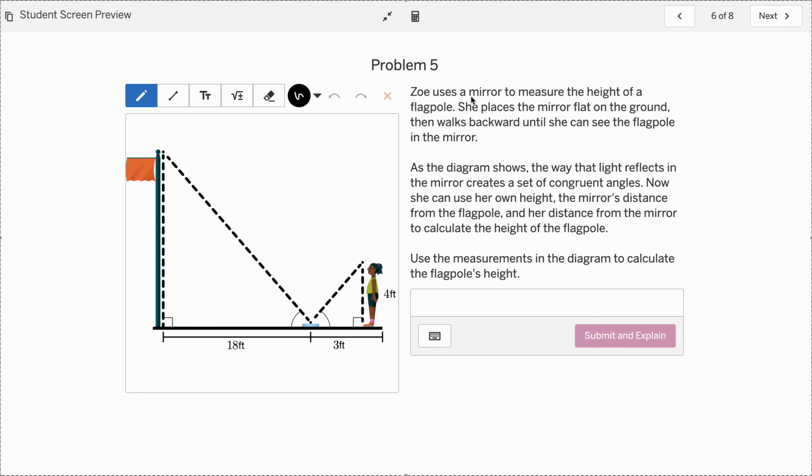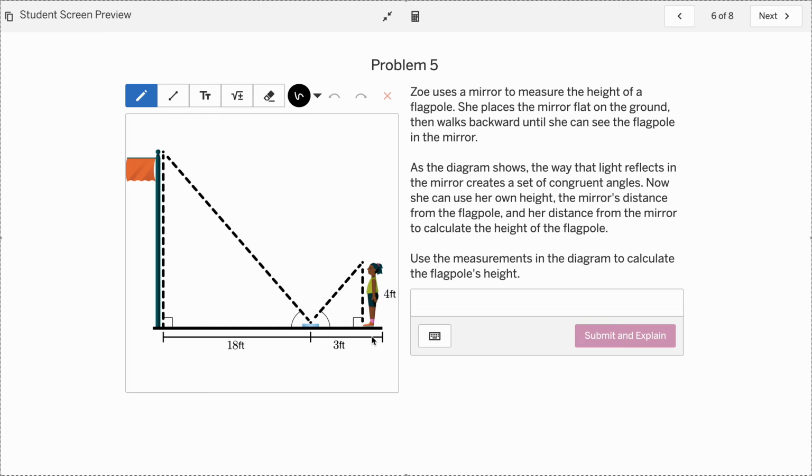Zoe uses a mirror to measure the height of a flagpole. She places the mirror flat on the ground, then walks backward until she can see the flagpole in the mirror. As the diagram shows, the way that the light reflects in the mirror creates a set of congruent angles. Now she can use her own height, the mirror's distance from the flagpole, and her distance from the mirror to calculate the height of the flagpole. So she used the measurements in the diagram to calculate the flagpole's height.